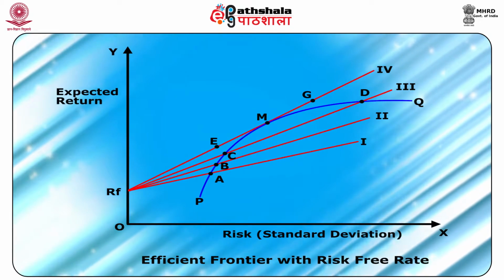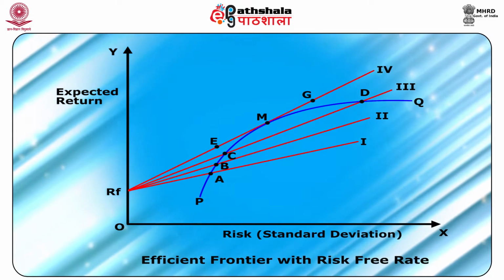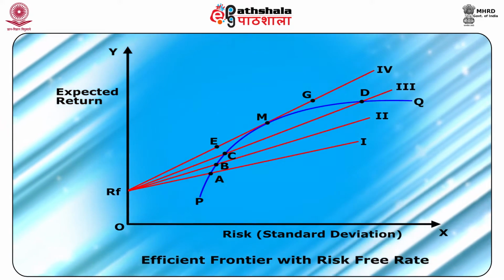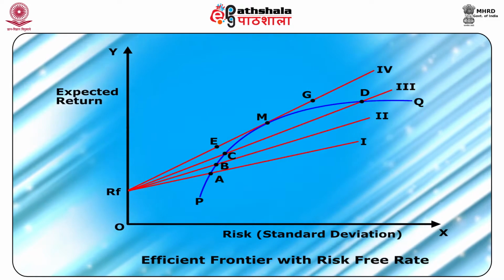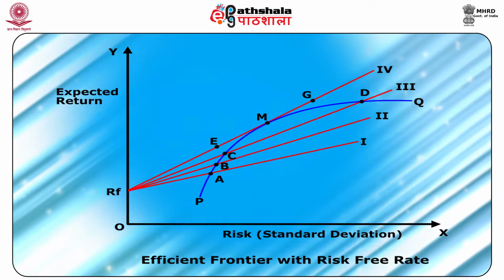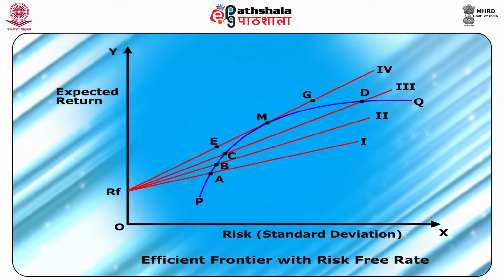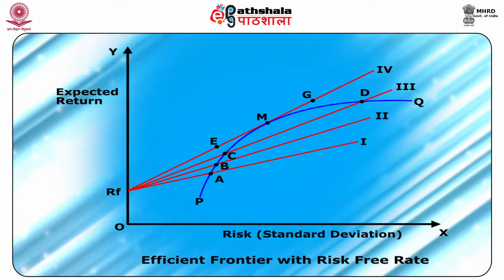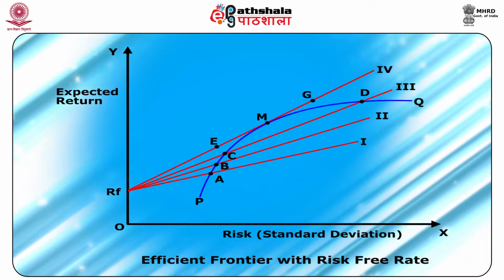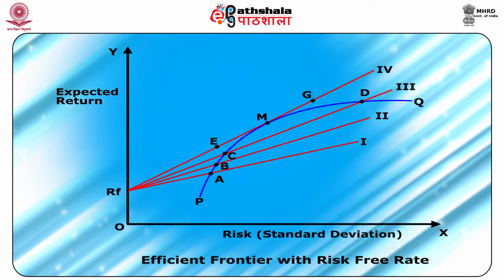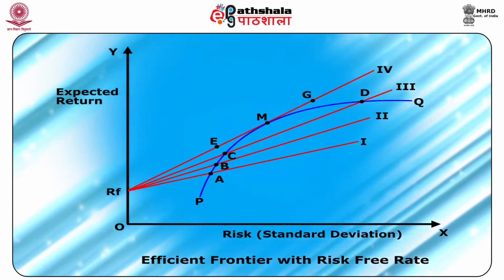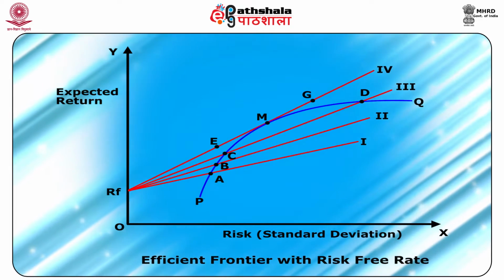To see, point E on line RFMG offers higher expected return than point B on PCQ, but with the same risk. Also, point G on RFMG provides the same expected return as point D on PCQ, but with lower standard deviation. Thus, if borrowing and lending at the risk-free rate is introduced, the efficient frontier is a straight line.